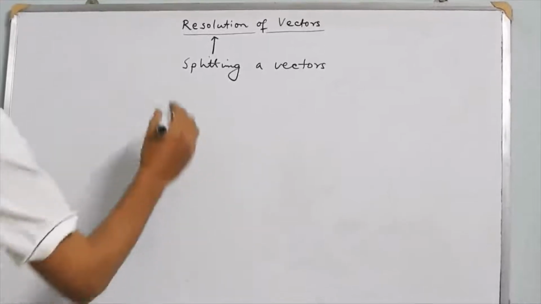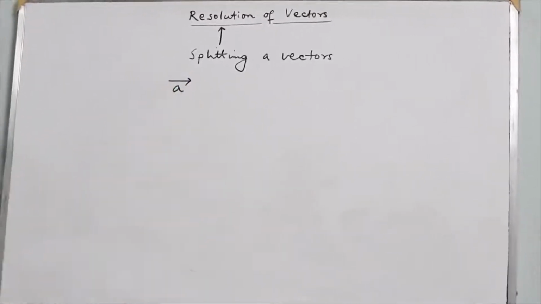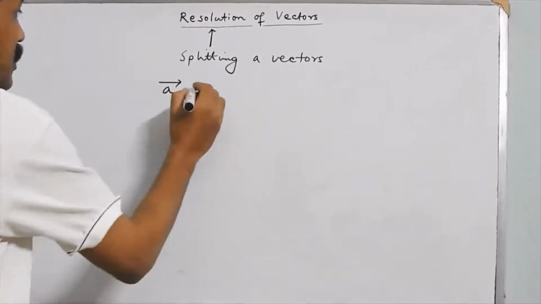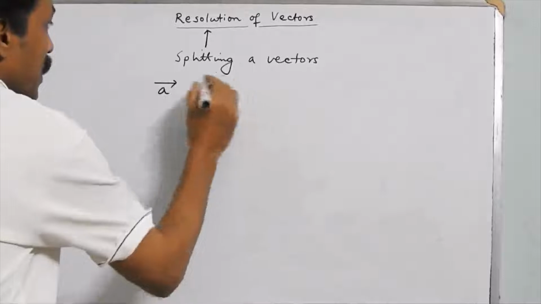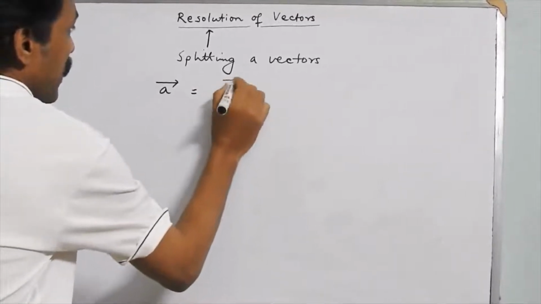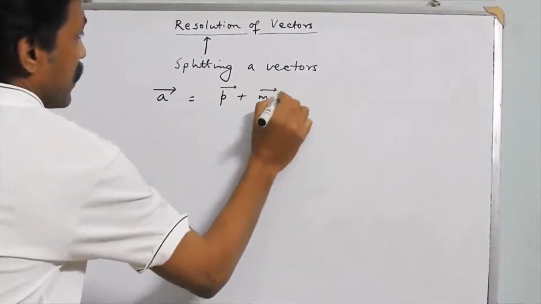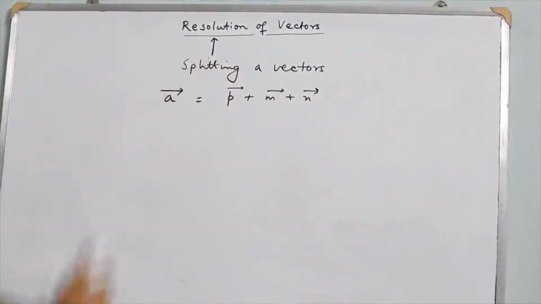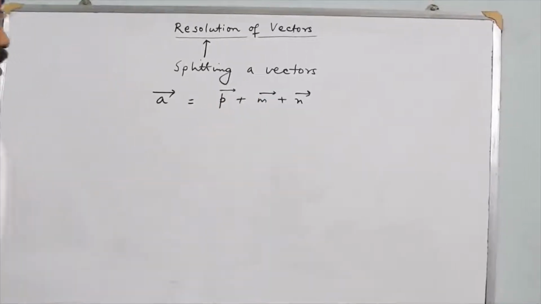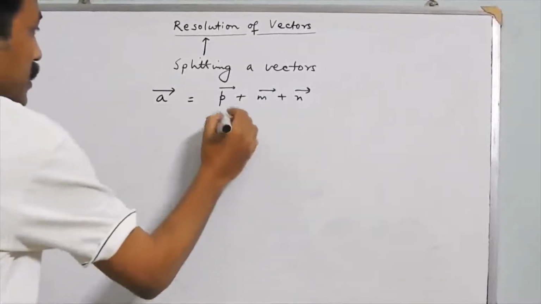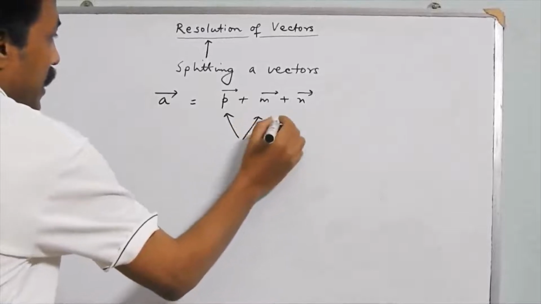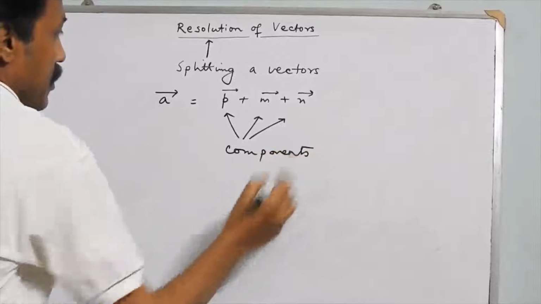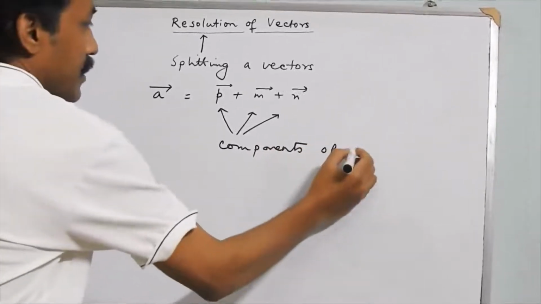Now suppose there is a vector A, and suppose this has been split into many parts, and those split parts are, suppose, some p vector, m vector, n vector, and so on. A vector can be split into many parts, and those parts are called the components of the vector. So p vector, m vector, and n vector are called the components of the vector A.